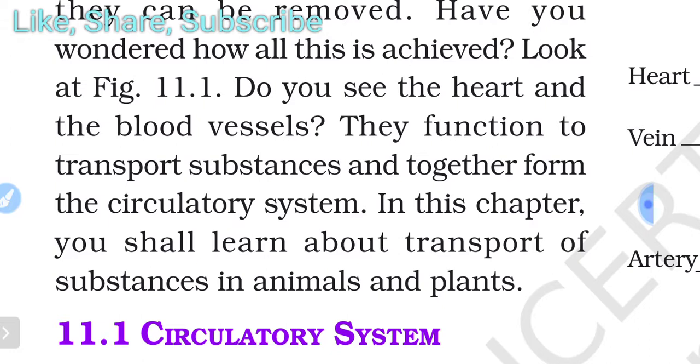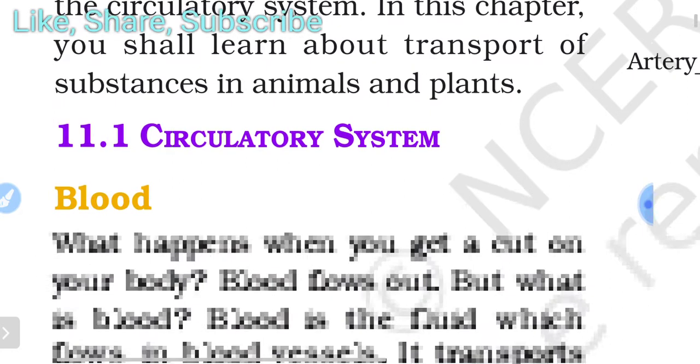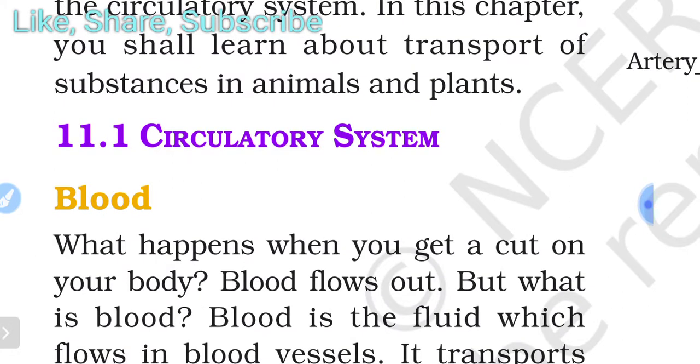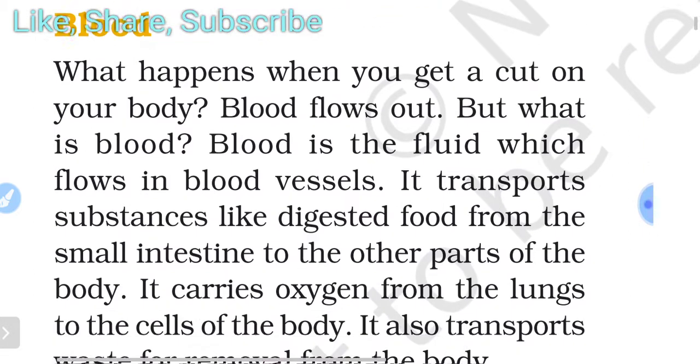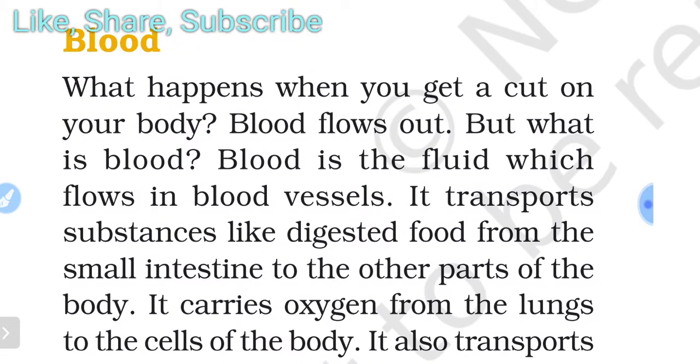In this chapter, you shall learn about transport of substances in animals and plants. First we will discuss the circulatory system, and first we will talk about blood. What happens when you get a cut on your body? Blood flows out, as you know already.